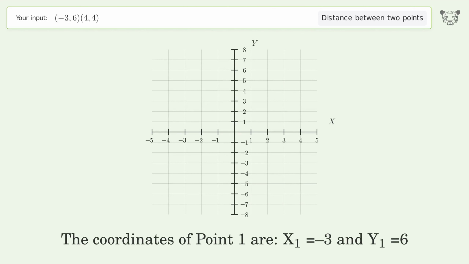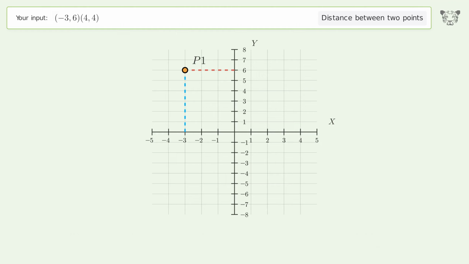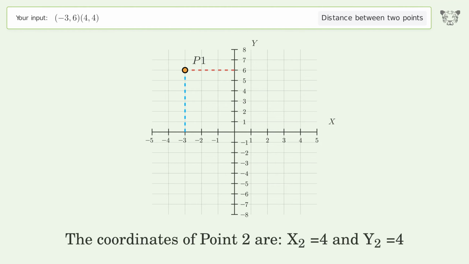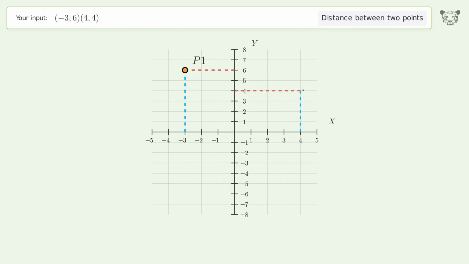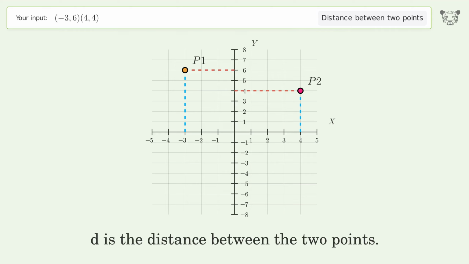The coordinates of point 1 are, x1 equals -3 and y1 equals 6. The coordinates of point 2 are, x2 equals 4 and y2 equals 4. D is the distance between the 2 points.